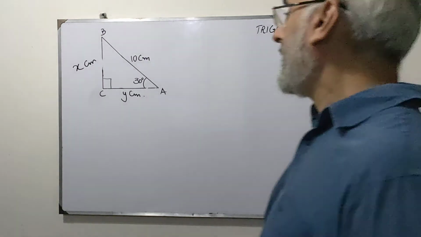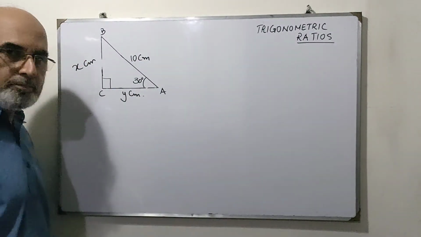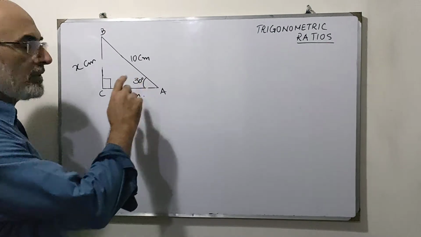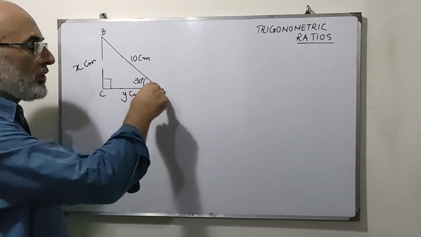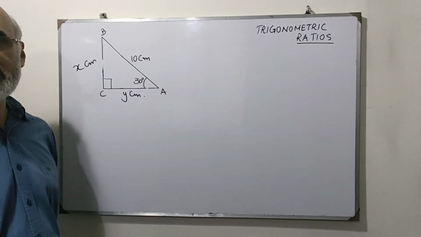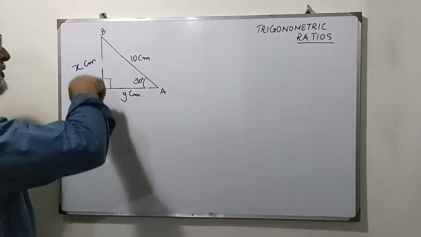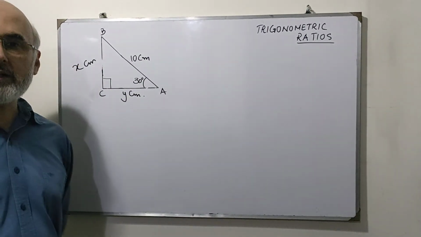Okay, the triangle is the same. Now this angle is 30 degrees. The length of the hypotenuse is given, 10 centimeters. I need to know the length of the perpendicular.